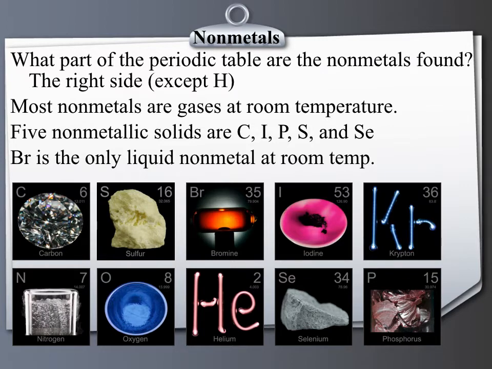Most nonmetals are gases at room temperature, whereas we just said that most metals are solids at room temperature. There are 5 nonmetallic solids: carbon, iodine, phosphorus, sulfur, and selenium. Just like mercury is the only liquid metal, bromine is the only liquid nonmetal.